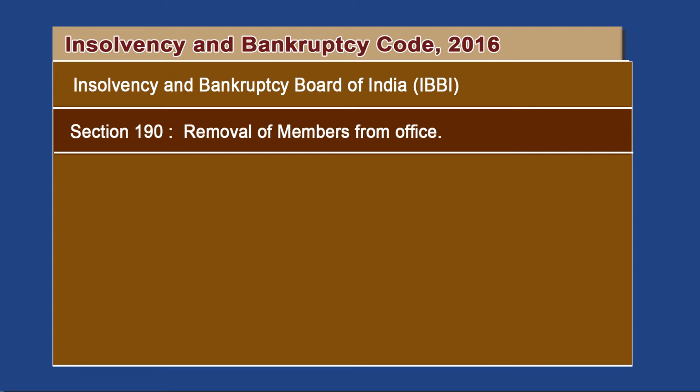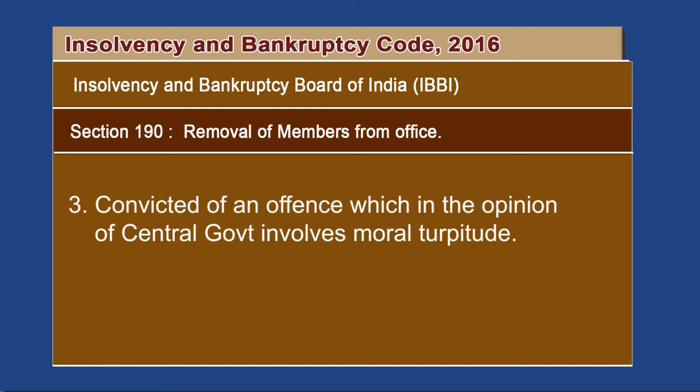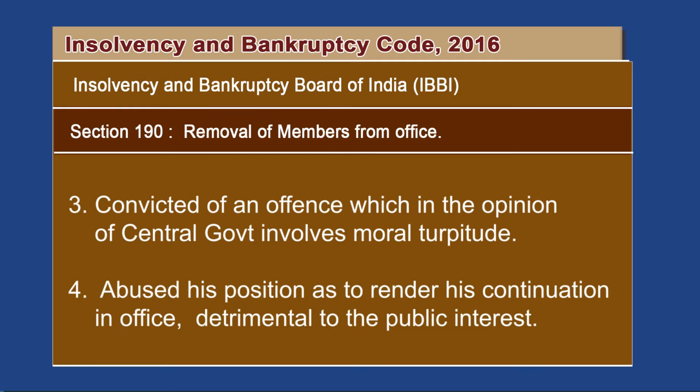Section 190 deals with removal of members from office. That is, the central government may remove a member from office if he is an undischarged bankrupt, or physically or mentally incapable of acting as a member, or convicted of an offence which in the opinion of the central government involves moral turpitude, or has abused his position so as to render his continuation in office detrimental to the public interest.